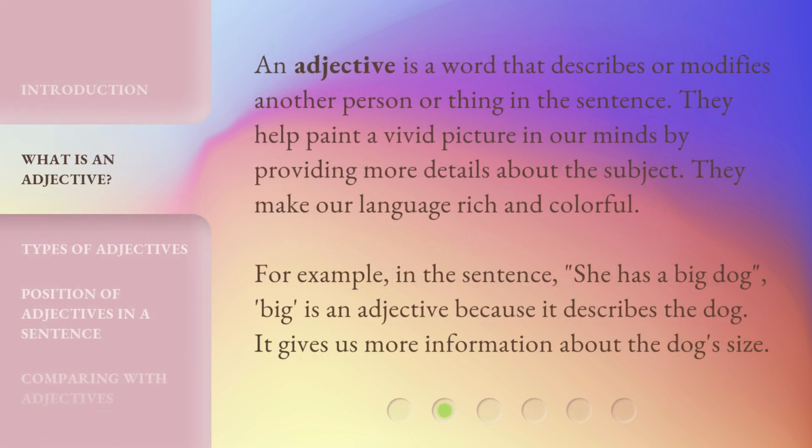An adjective is a word that describes or modifies another person or thing in the sentence. They help paint a vivid picture in our minds by providing more details about the subject. They make our language rich and colorful. For example, in the sentence, "She has a big dog," big is an adjective because it describes the dog. It gives us more information about the dog's size.